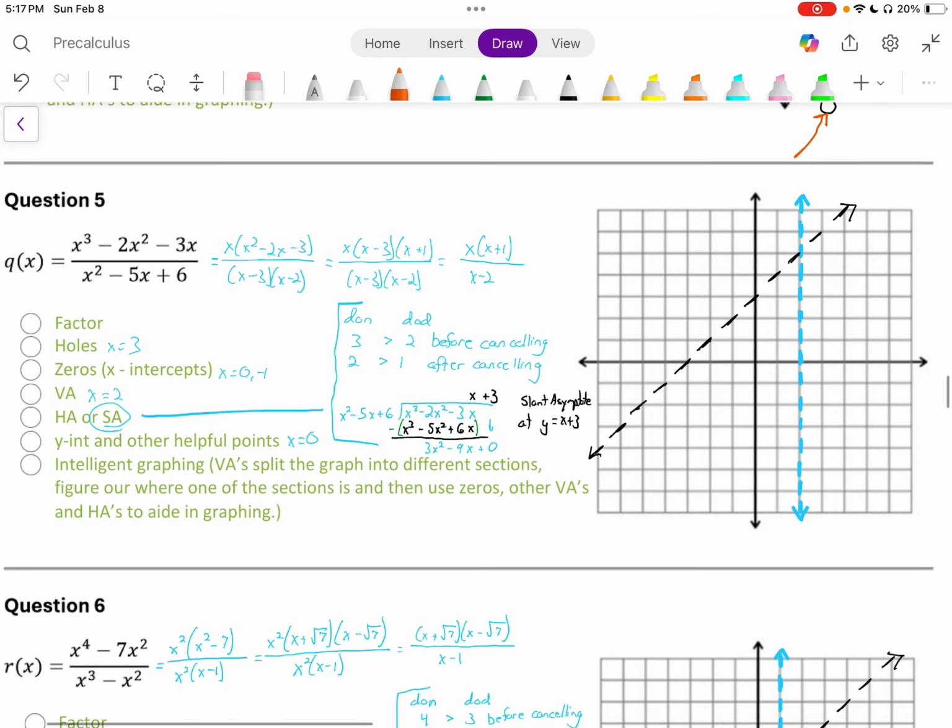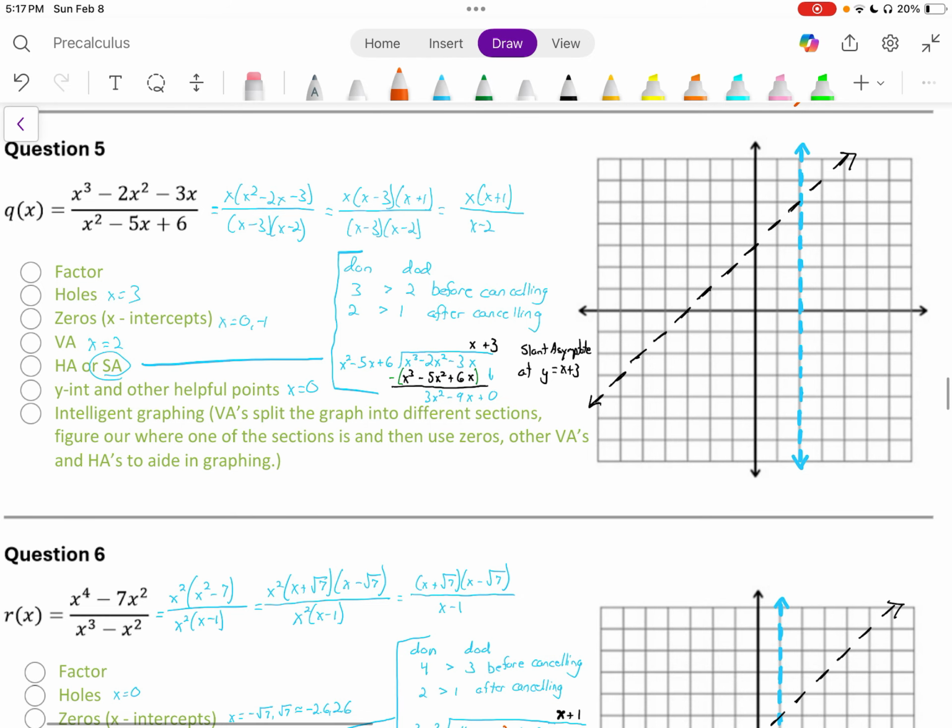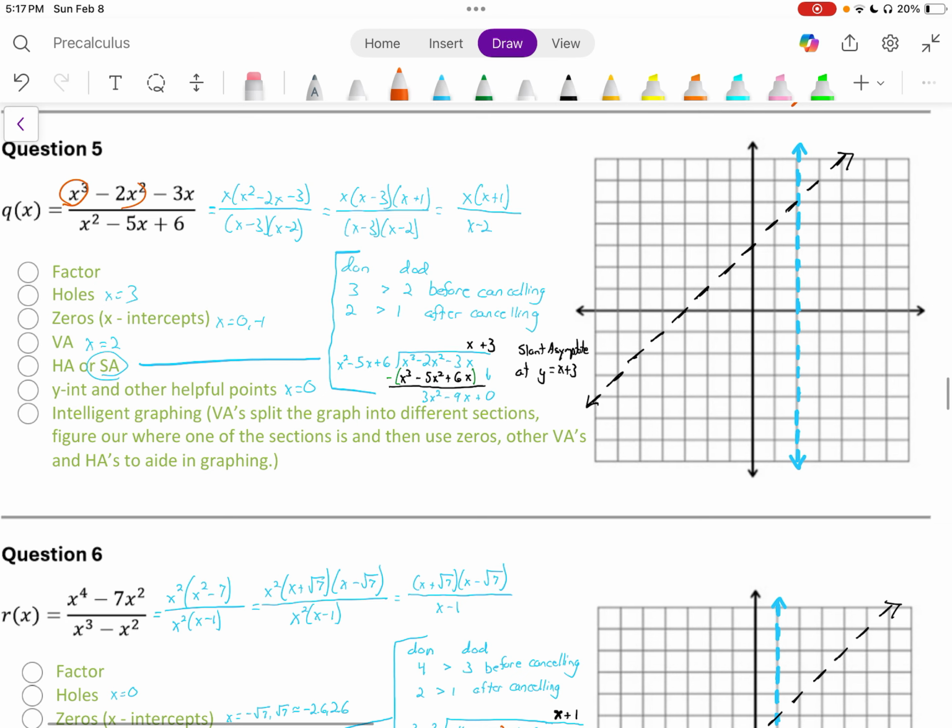Moving on to number 5. We need to start by factoring. In the numerator, we see that there is an x in each term, so we factor out an x, and we're left with x squared minus 2x minus 3. In the denominator, we can factor, and we have an x minus 3 times an x minus 2.